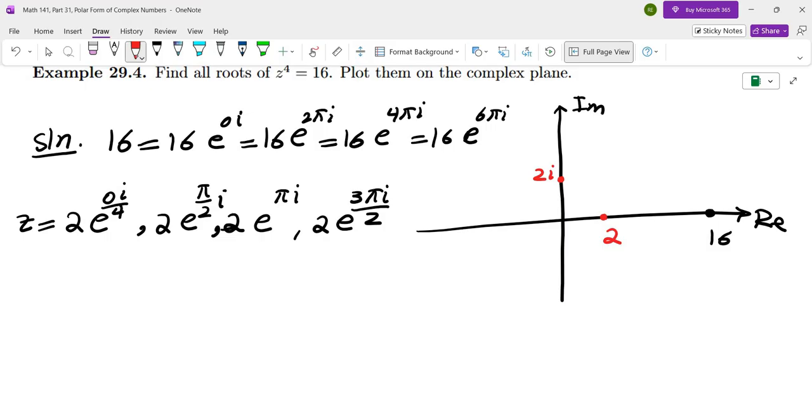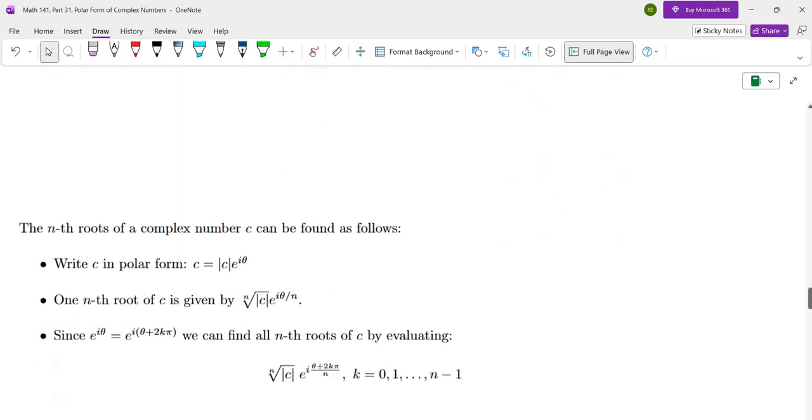The next one, angle is pi, and the distance to the origin is in fact 2 again. And the third, the last one, the angle is 3 pi over 2, and the distance to the origin is 2. So these are all fourth roots of 16.